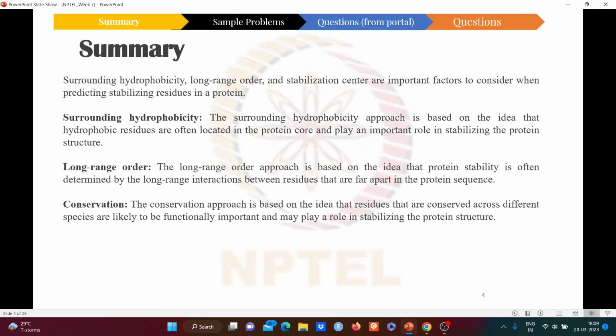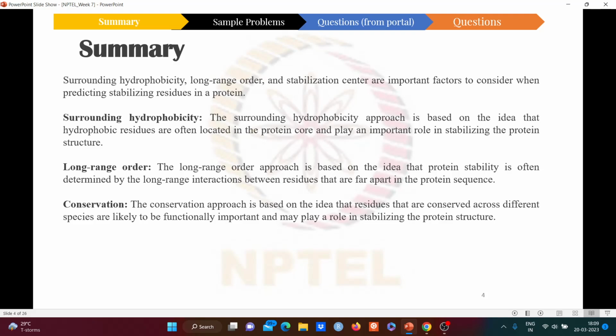So this approach involves analyzing the sequence of a protein and identifying the residues that are conserved across a set of related sequences. So how can we observe the conserved sequences? We can do multiple sequence alignment, obtain a multiple sequence alignment of a set of proteins, then we can see conserved and non-conserved parts.